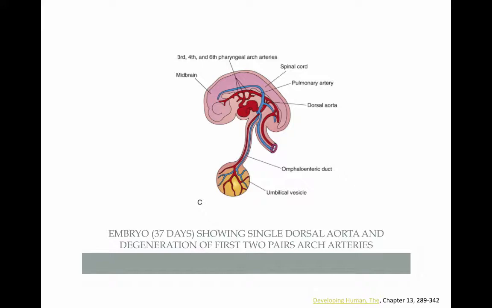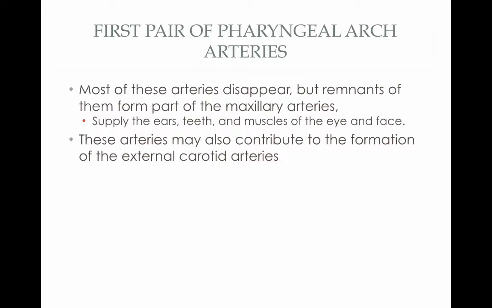So you can see from this slide here, this is an embryo that's 37 days old. And it shows, again, here's the heart, here's the aortic sac, and now we're seeing this degeneration of the first two arches, and now we have the third, fourth, and sixth arch. So let's kind of step through each one.